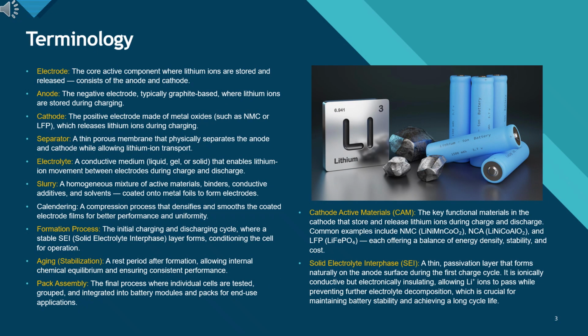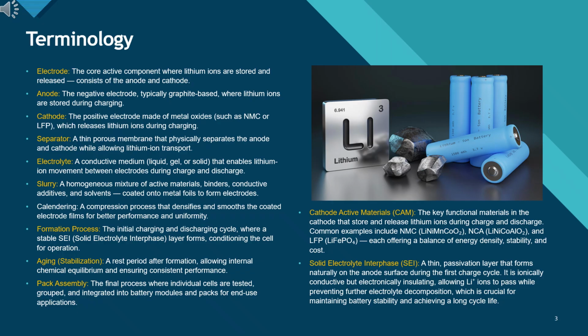Terminology slide. In this course, you will encounter many new technical terms used throughout the lithium-ion battery manufacturing process. These terms describe materials, components, and key steps that recur throughout the entire production flow. Among them, two concepts are especially important to highlight early: cathode active materials, CAM, the core functional materials in the cathode, such as NMC, NCA, and LFP. They determine much of a battery's energy density, performance, and cost.